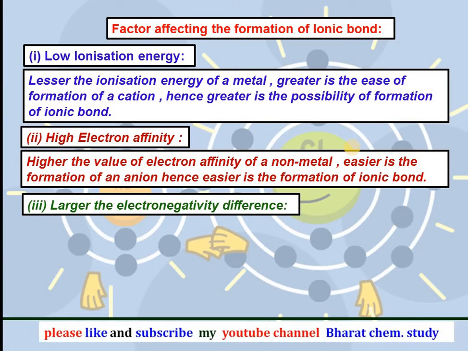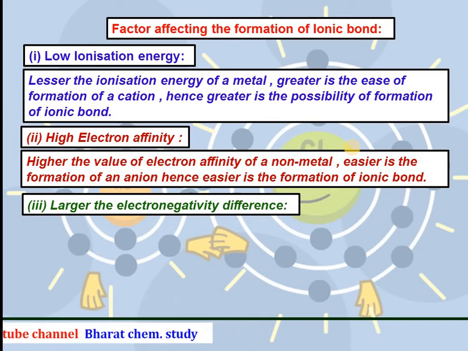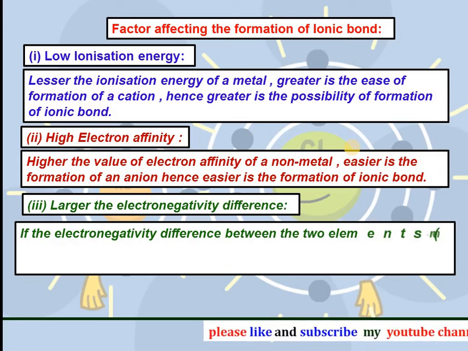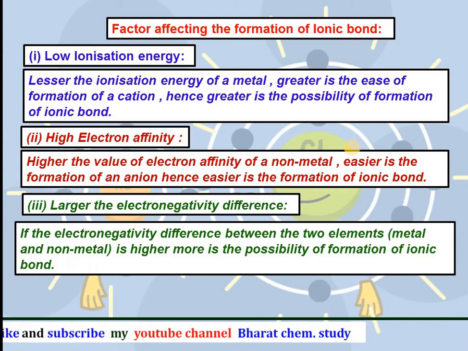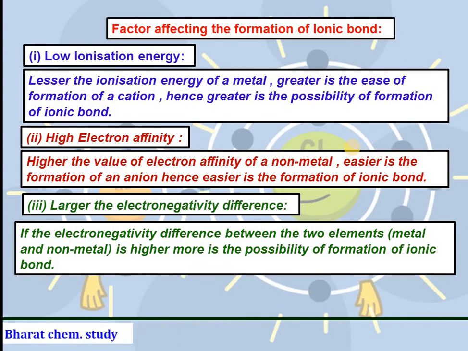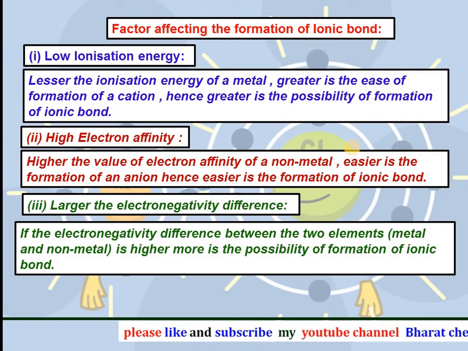Third, larger the electronegativity difference between the two atoms which are going to combine to form ionic bond. So, if the electronegativity difference between the two elements, one metal and another non-metal, is higher, higher is the possibility of formation of ionic bond.